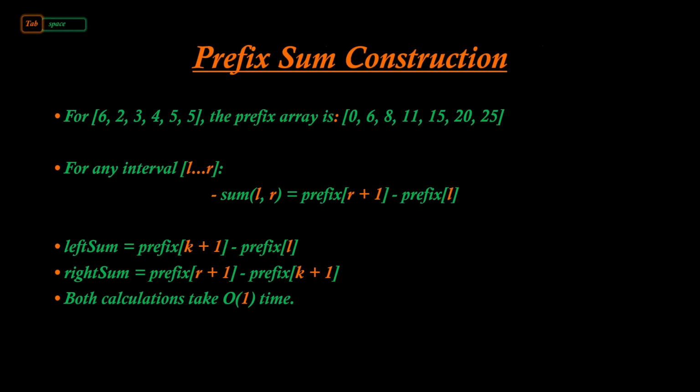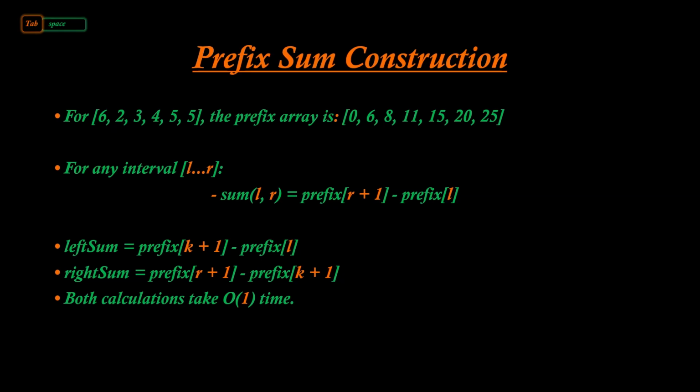Let's use the array 6, 2, 3, 4, 5, and 5. We construct a prefix array beginning with 0. The prefix values become 0, 6, 8, 11, 15, 20, and 25. The interpretation is that prefix[i] contains the sum of the first i elements.